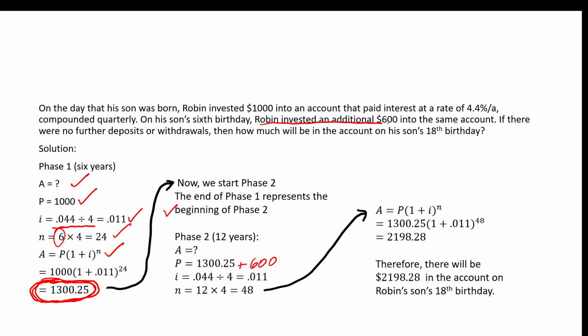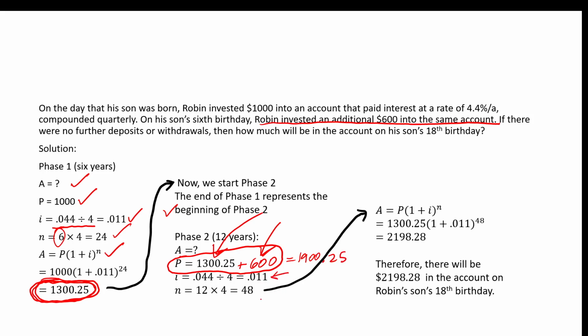See, Robin invested an additional $600 into the same account. So we have to say that the principal is equal to $1,300.25 plus 600. The son woke up with this much money in the bank. The dad deposited $600. The son now has $1,900.25 in the bank account. That's what P equals, $1,900.25. Okay, now the rest of what's written on your screen is correct.